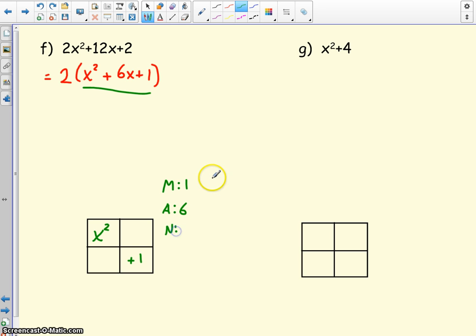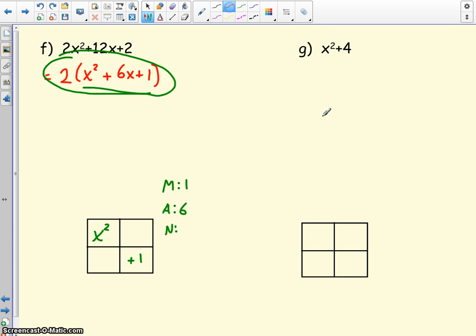Hopefully you can't find me a pair of numbers that works, because this one's actually impossible. The only options that multiply to 1 would be 1 and 1, or −1 and −1. None of those are going to add to 6, so this does not factor any further, so I would have to stop right here. Unfortunately that happens sometimes, not everything's factorable. We're going to have ways of dealing with ones like this later in the course, but right now we can't take it any further beyond taking out the GCF, or greatest common factor.